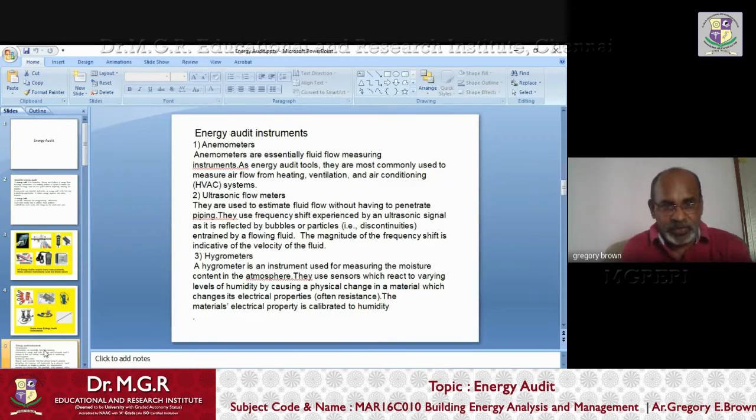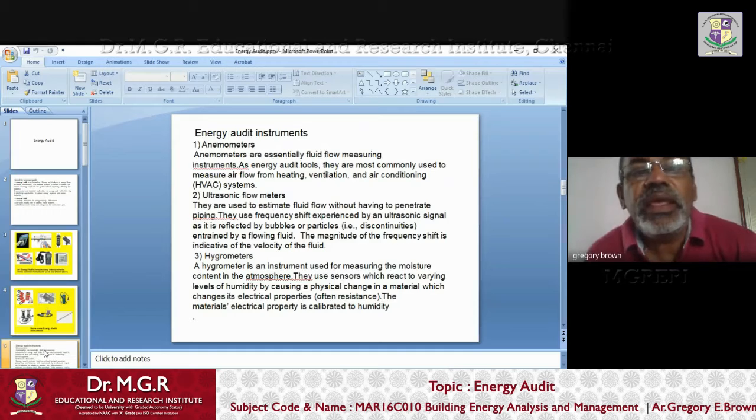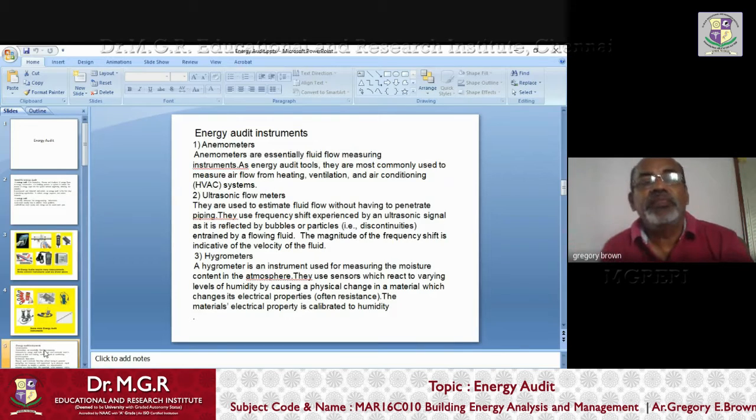Okay. So one is an anemometer. So what is this anemometer? It is for measuring the flow of fluid. So these are fluid flow measuring instruments. As energy audit tools, they are most commonly used to measure air flow from heating, ventilation, and air conditioning systems.